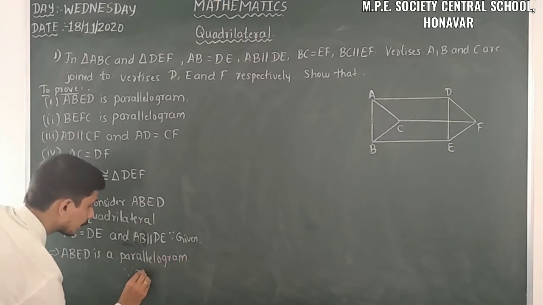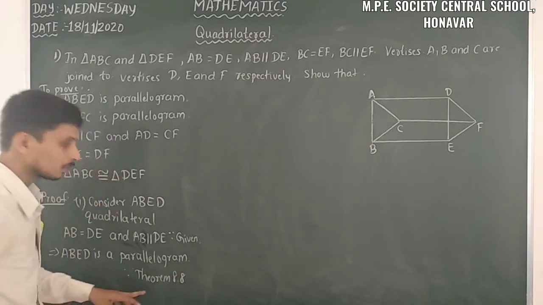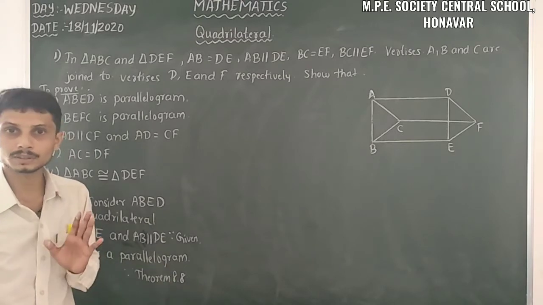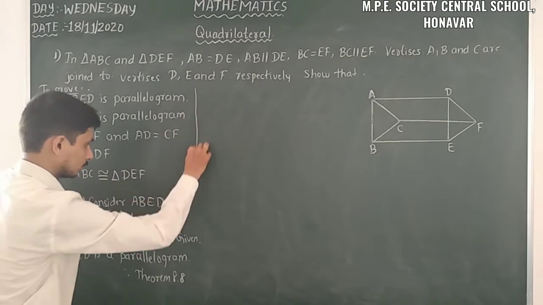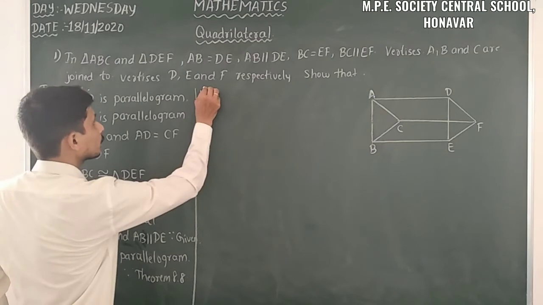Because of theorem 8.8. You can also write the statement of theorem 8.8, which is possible, so you can get better marks. Okay, then let's take the second proof here.